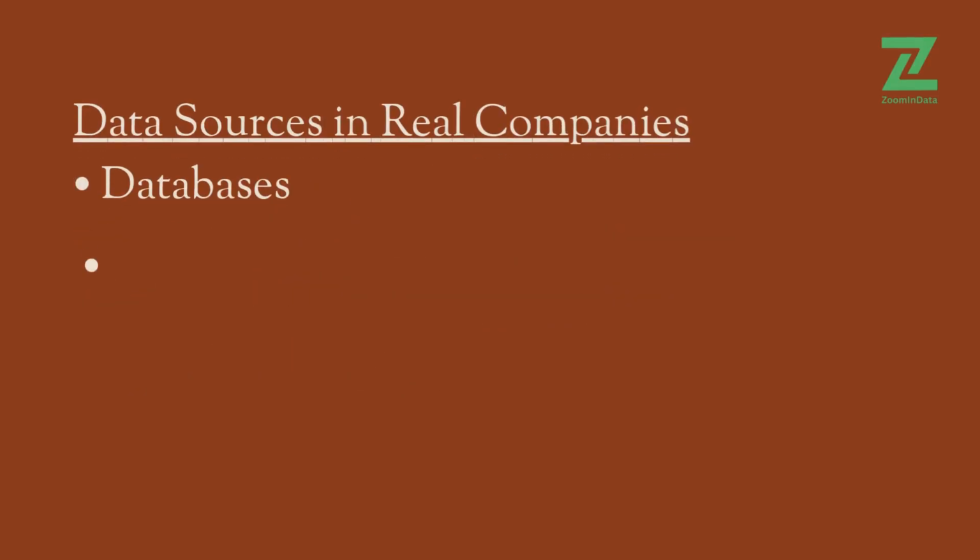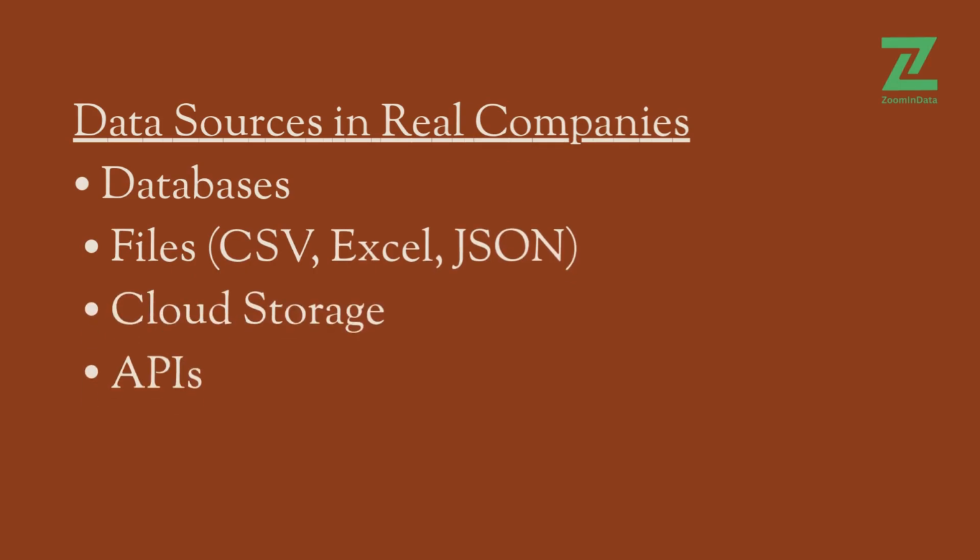In real organizations, data comes from several places. There are databases like SQL Server, MySQL, or Oracle. There are files, such as CSV, Excel, or JSON. There is cloud storage, like Azure Data Lake. And sometimes, data comes from APIs or on-premise systems.